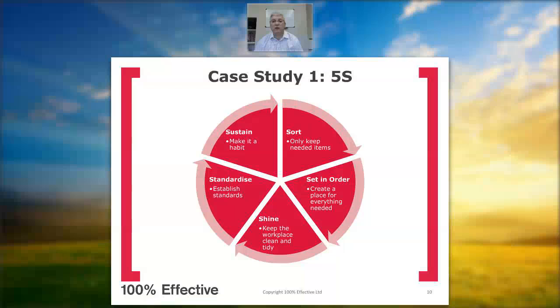Then in set in order, we organize the workspace so that everything has a place and we can find it quickly. In shining, we keep the workplace clean and tidy. We then establish standards which can be followed by anybody in our team, even a new member of the team. And finally, we make it a habit by sustaining it so that we don't revert back to the situation that was there before. 5S can be done as good practice in itself, or it can be done as part of a larger improvement project.